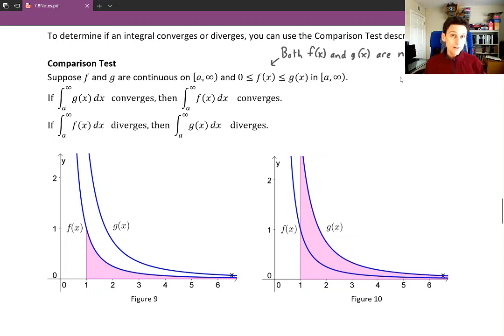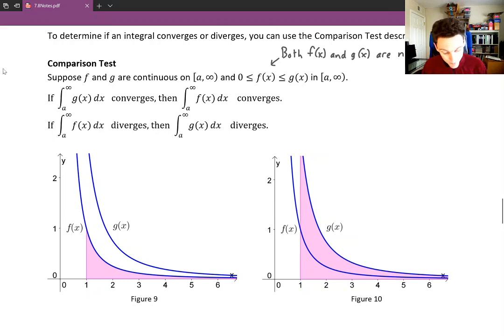In other words, they're either on or above the x-axis. That way, when we're talking about the areas under these curves, they're really going to all be positive areas, or possibly 0. The functions won't dip down and become negative, causing negative areas to have to deal with. So we have these two functions, f and g, where g is the bigger function and f is the smaller function. That's the key here.